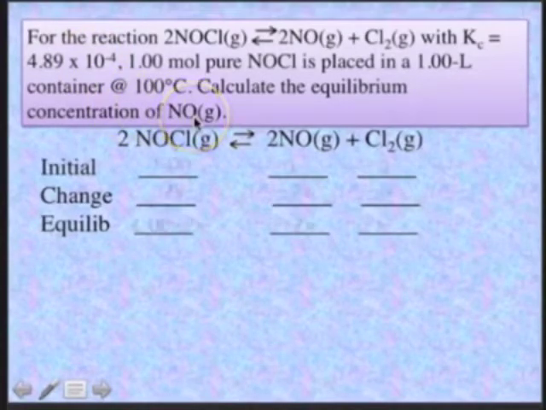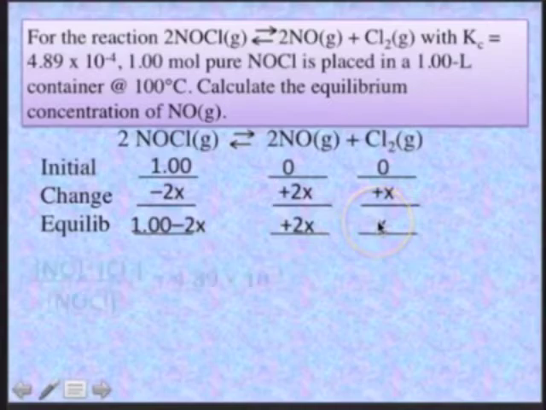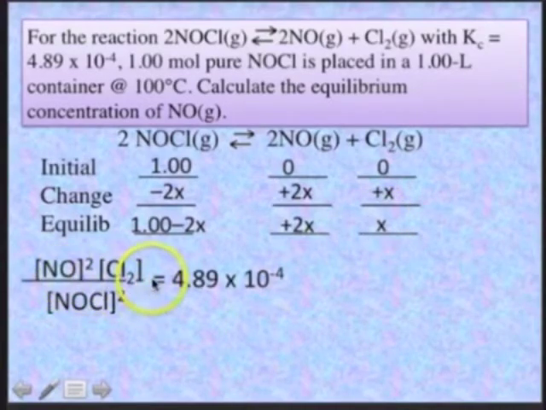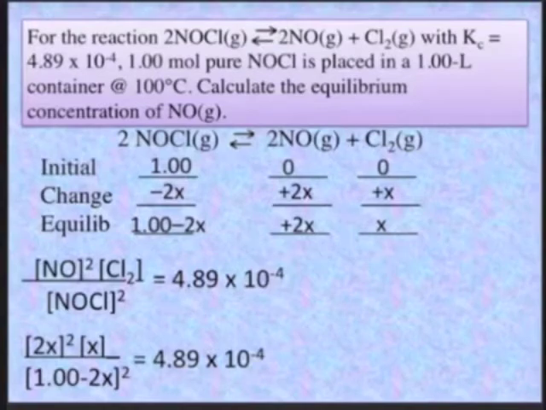So we set up our ICE grid. We plug in our initial amount, 1 molar for the reagent, 0 for the products. The change is minus 2x following the stoichiometry of the balanced equation, minus 2x, plus 2x, and plus x. So at equilibrium, we have 1 minus 2x, 2x, and x. So our mass action equation is this. Plugging our values from our grid in, we get 2x squared times x divided by 1 minus 2x squared. Okay?